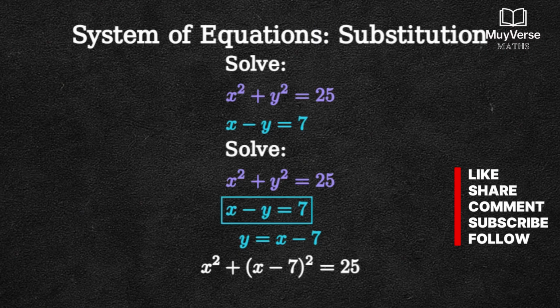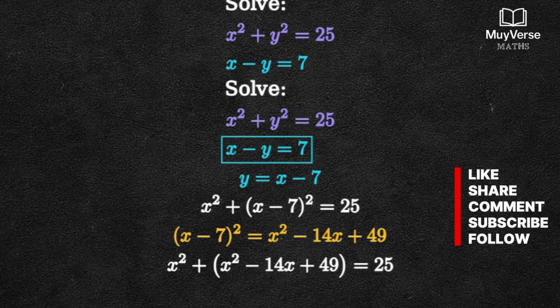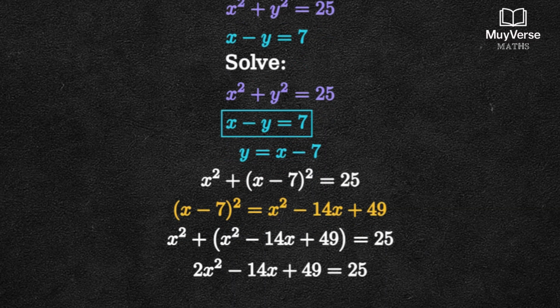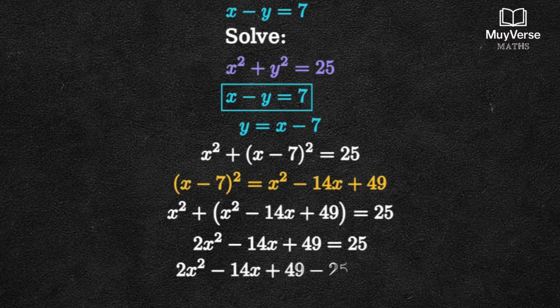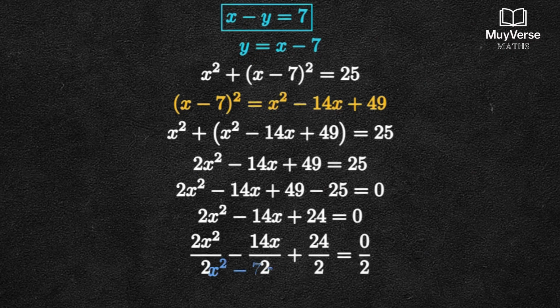Now expand the square. (x − 7)² = x² − 14x + 49. Replace it back into the equation. Combine like terms. 2x² − 14x + 49 = 25. Subtract 25 from both sides. Divide everything by 2 to simplify.